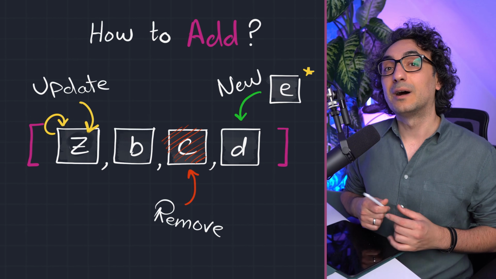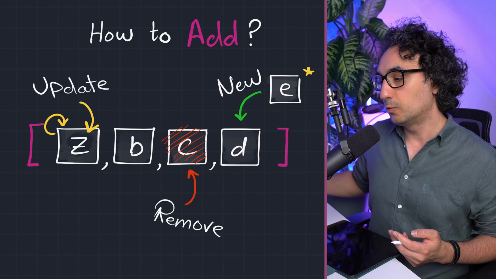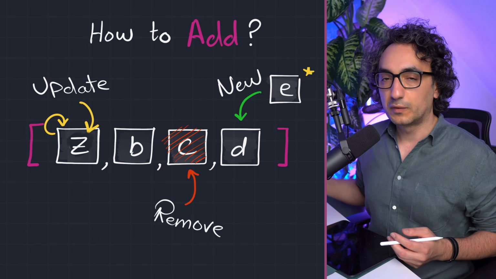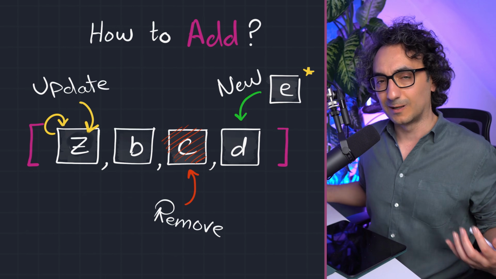So now we're going to learn how to add new items to the list. And this is very important in real data projects. You will always have new data, like new customers, new products, and over time you will be adding new items and expanding your list with new data. So let's go.